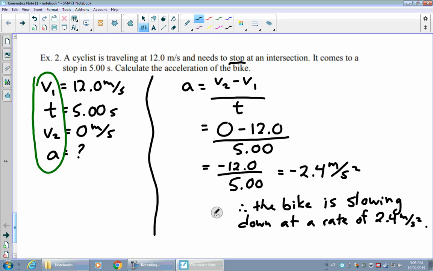So notice in my answer there, in my therefore statement, I didn't call it negative 2.4 meters per second squared because the rate, just the amount of acceleration, is the 2.4. I'm dealing with the fact that it's negative by stating in words that it's slowing down. So if your acceleration is negative 2.4 meters per second squared, it means that you are slowing down at a rate of 2.4 meters per second squared. So that's just giving a little bit of extra explanation as to where that negative sign comes from.